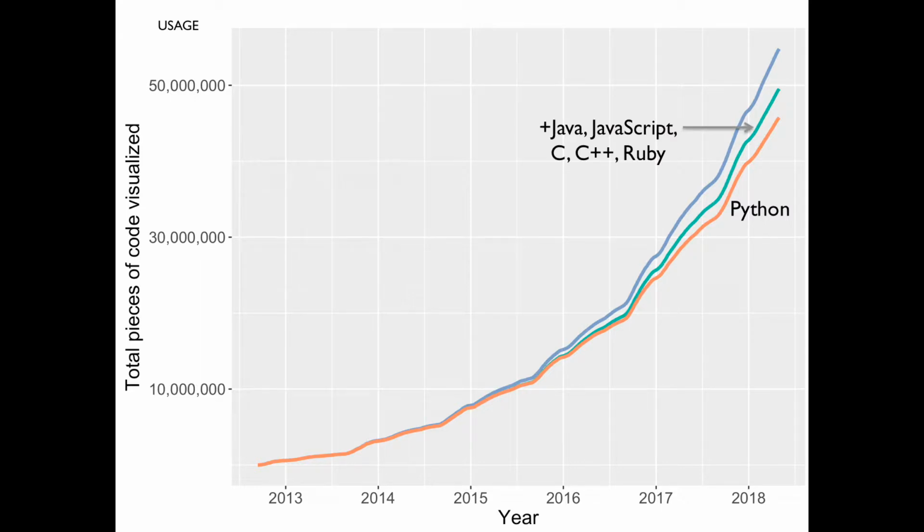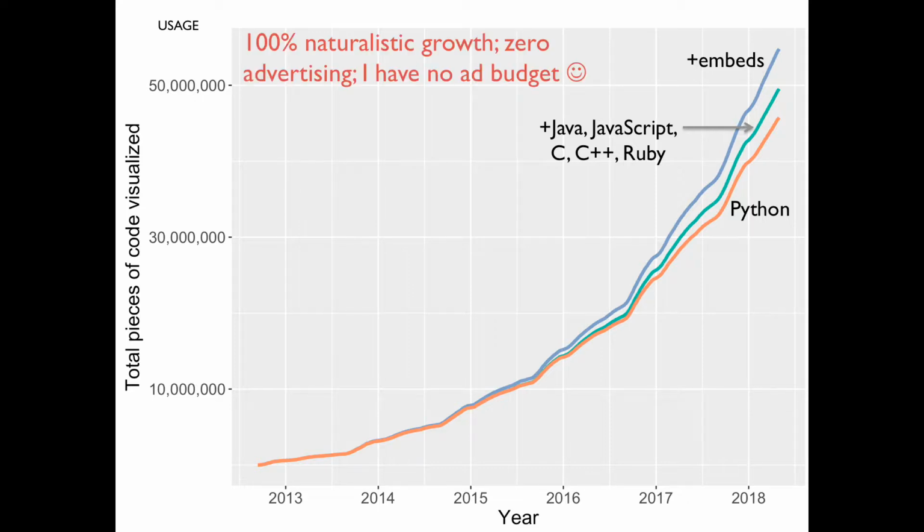If you add all the other languages on the site, Java, JavaScript, C, C++, and Ruby, which were added about 2 to 3 years ago, you get a few more million. And then if you also add the embeddings, which is the ability to embed Python Tutor visualizations into other sites, that brings you well over 50 million pieces of code. And this is all 100% naturalistic growth.